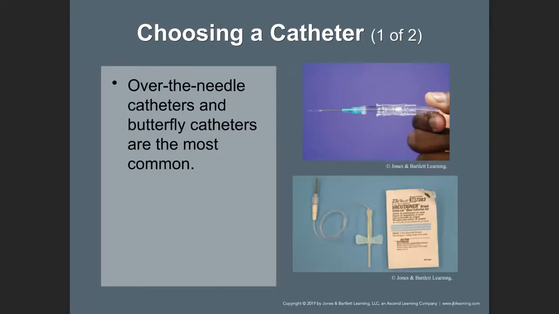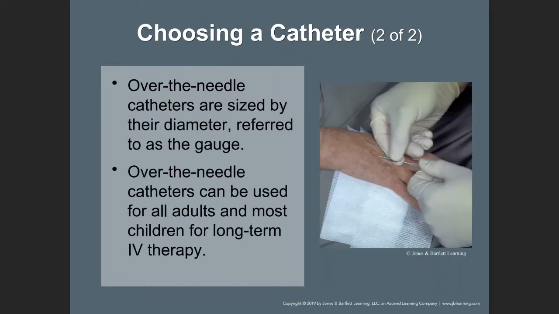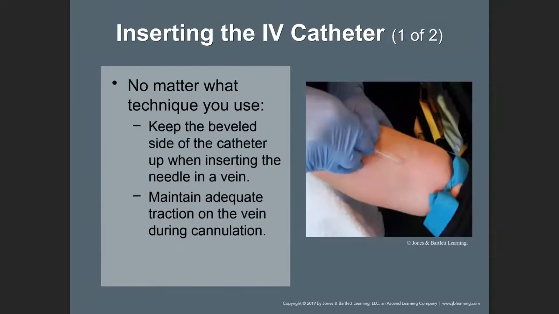Now, choosing a catheter. You have your over the needle catheters and your butterfly catheters, which are most common. These are what you will see most being used in the hospital or pre-hospital setting. They come in different types depending on the manufacturer. Over the needle catheters are sized by their diameter, referred to as the gauge. Over the needle catheters can be used for all adults and most children for long-term IV therapy.